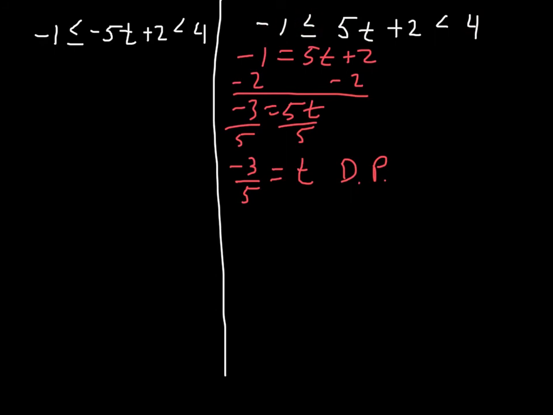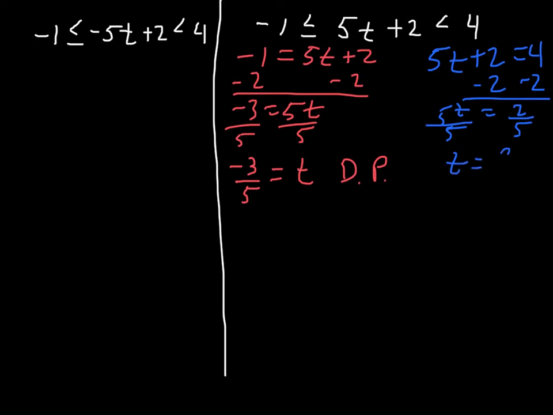That's all I do. So I say 5t plus 2 is less than 4. Oh, no, I don't. What did I do wrong? Hopefully you caught it. I should say is equal to 4. Now I subtract 2 from both sides. I get 5t equals 2. Divide both sides by 5. And I get t is equal to 2/5. And I just found my blue dividing point.